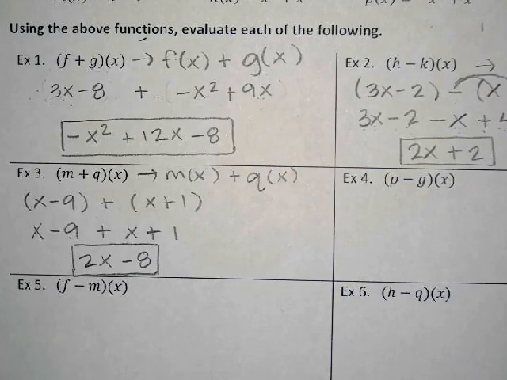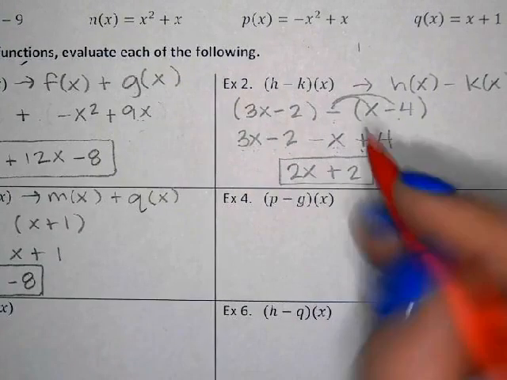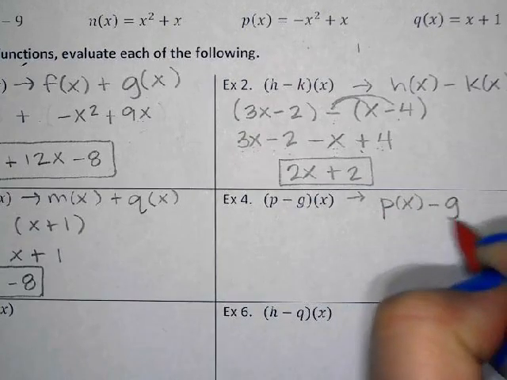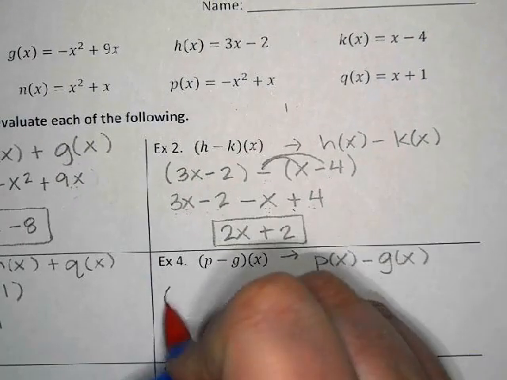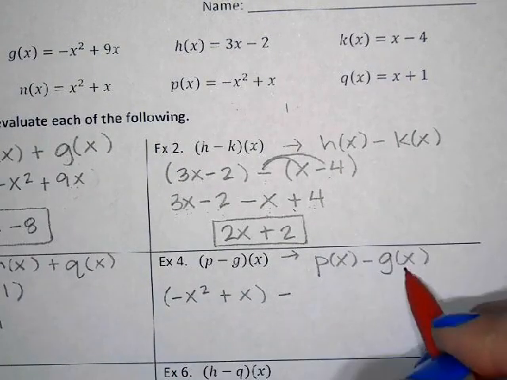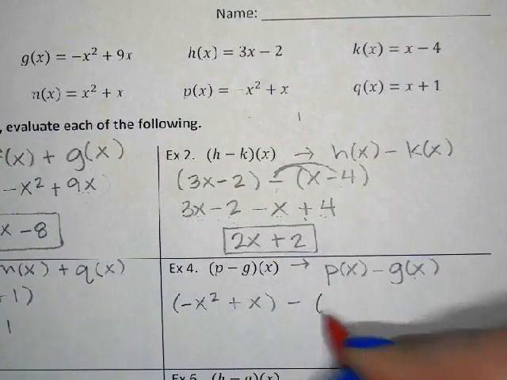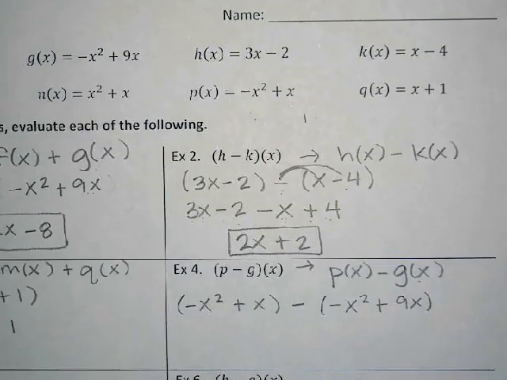Okay. For the next one, we're going to take function p and subtract off g. So p of x minus g of x. Function p is right here, negative x squared plus x. Minus function g. Function g is right up here, negative x squared plus 9x. Okay. And what do we do with a subtraction problem? We distribute that negative.